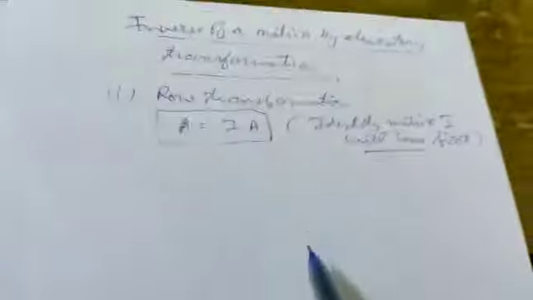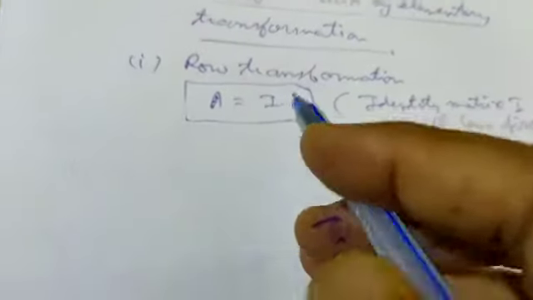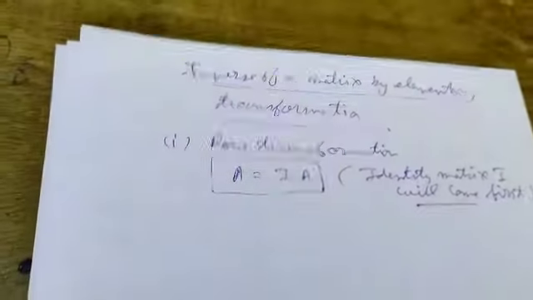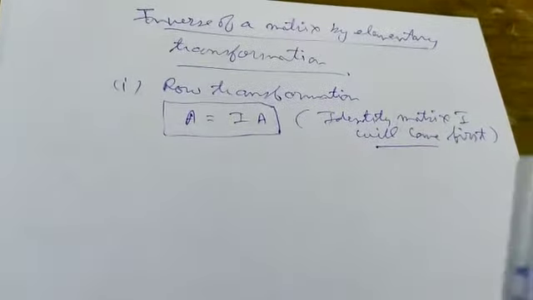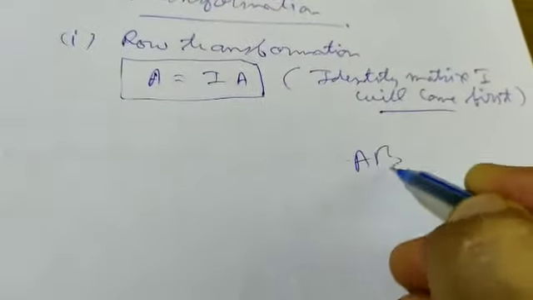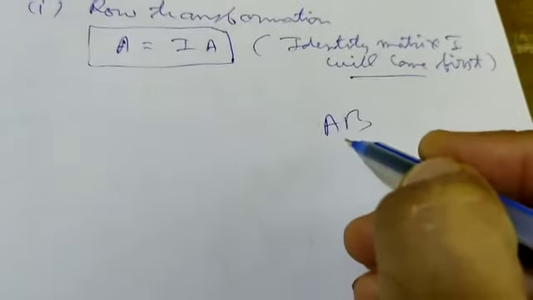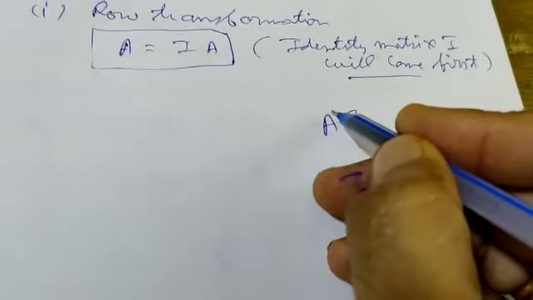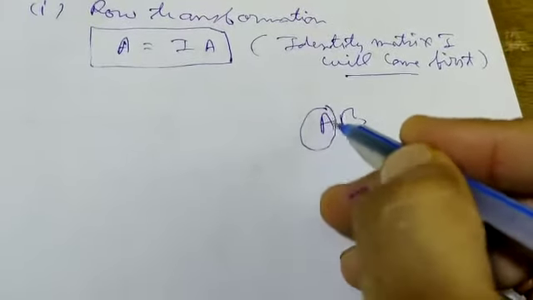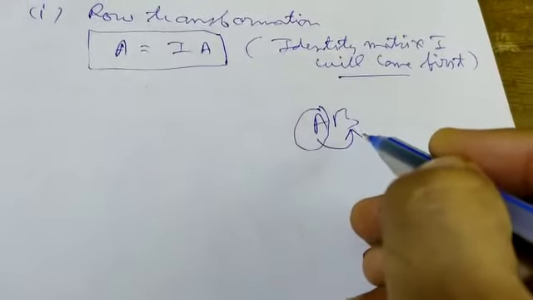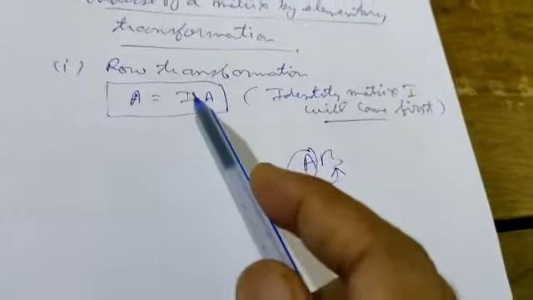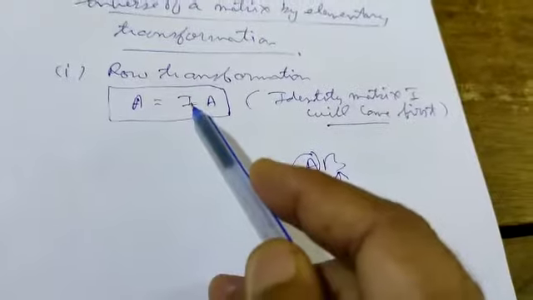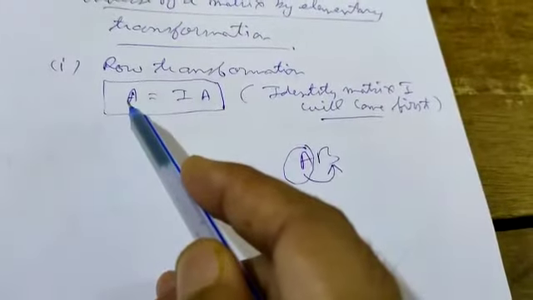Why do we write I into A? Because in matrix multiplication, if you recall, suppose you are multiplying two matrices, say A and B. Whenever you are multiplying two matrices A and B, we are taking the rows of the first matrix and multiplying with the columns of the second matrix. So because we are doing row transformation, we'll operate only on the rows. That is why I into A combined will give the matrix A.